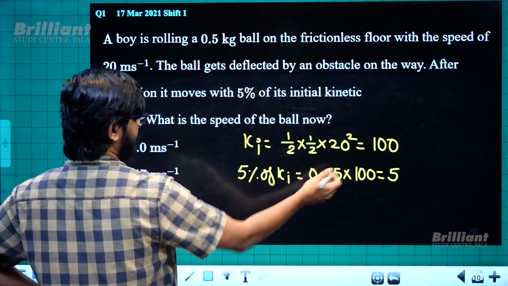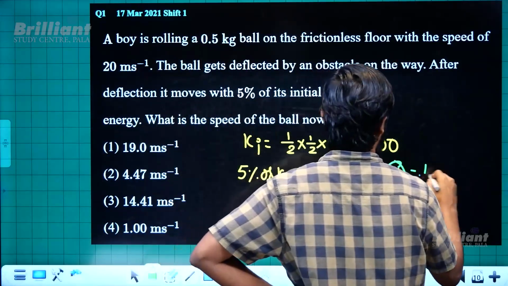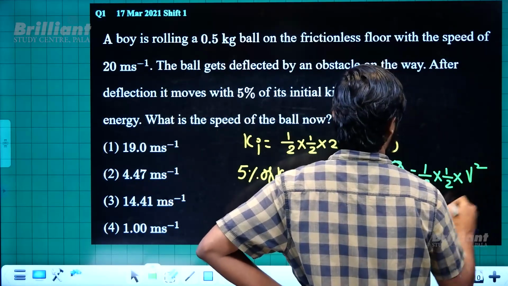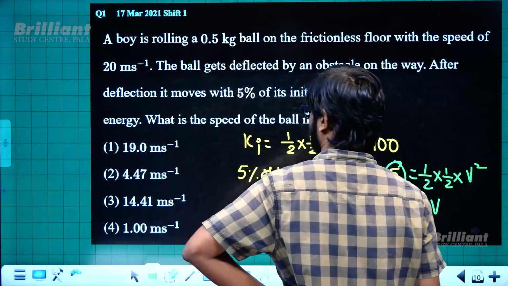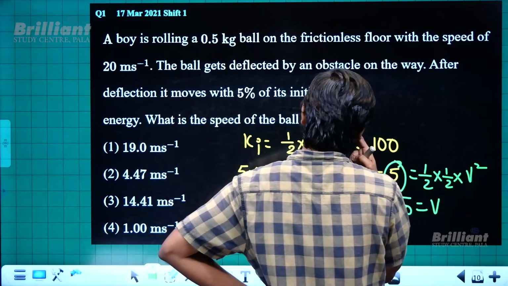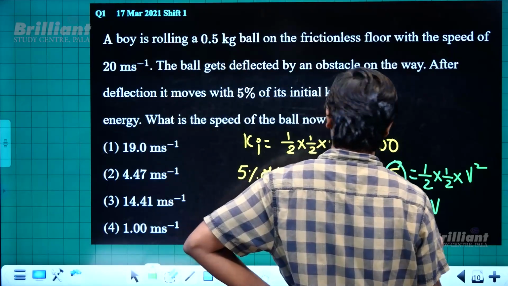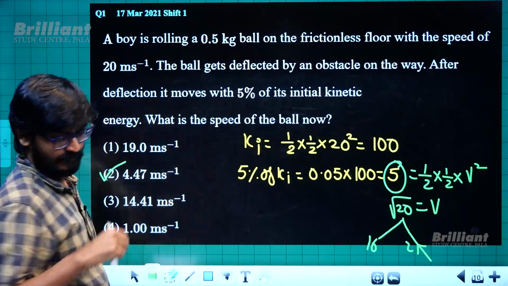Now if that much is the kinetic energy, what will be the speed? Half into m into final velocity square. So that is going to be v equals root of 20. That lies between 16 and 25, so that root will lie between 4 and 5. So the answer is going to be option 2, right?